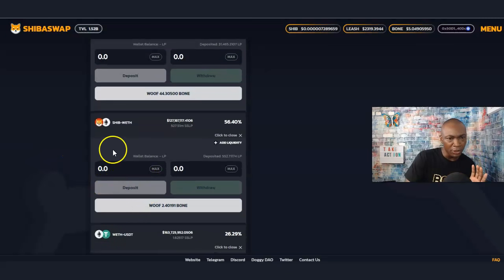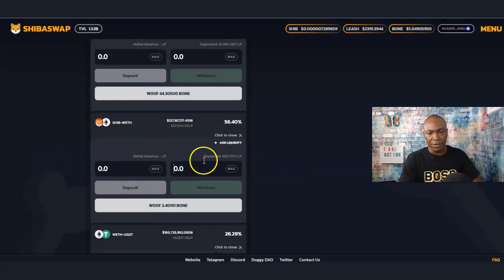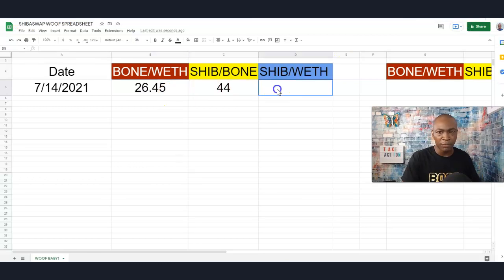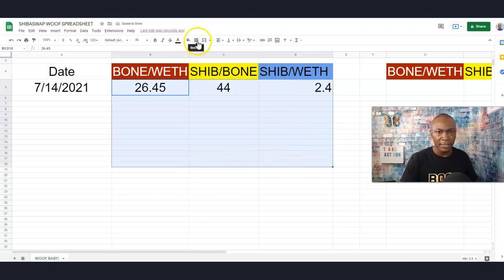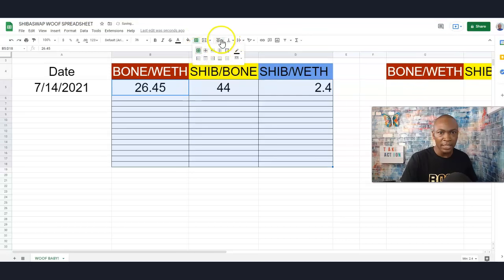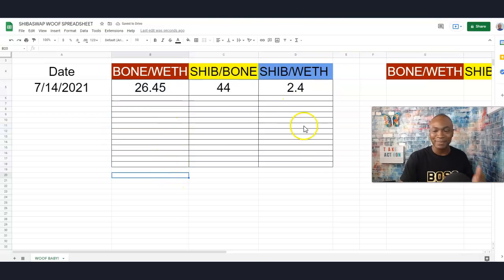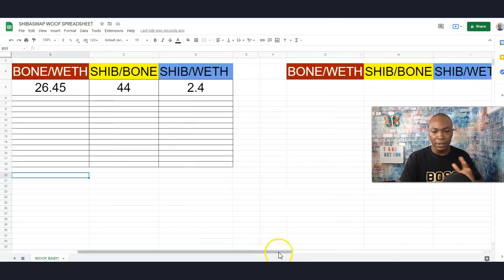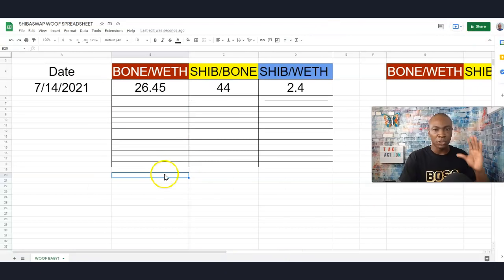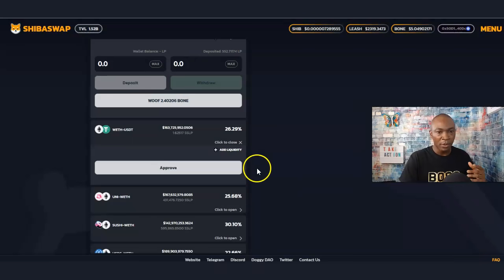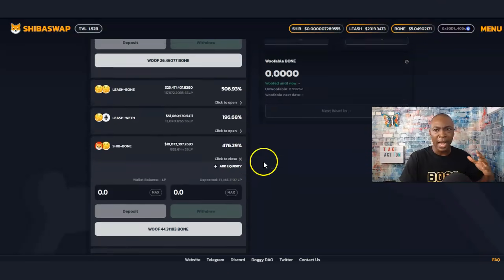And then today we also have SHIB and Wrap Ethereum again. That's only 2.4. There we go. All right, I'll make this nice and neat. We got the SHIB, we got the bone. I'm excited. And then what I'm going to do is eventually add some of the revenue, probably over here or underneath here. So I'm just going to track it and I'll keep you updated on exactly what's happening on this. So that's the only pairing I have at this time.